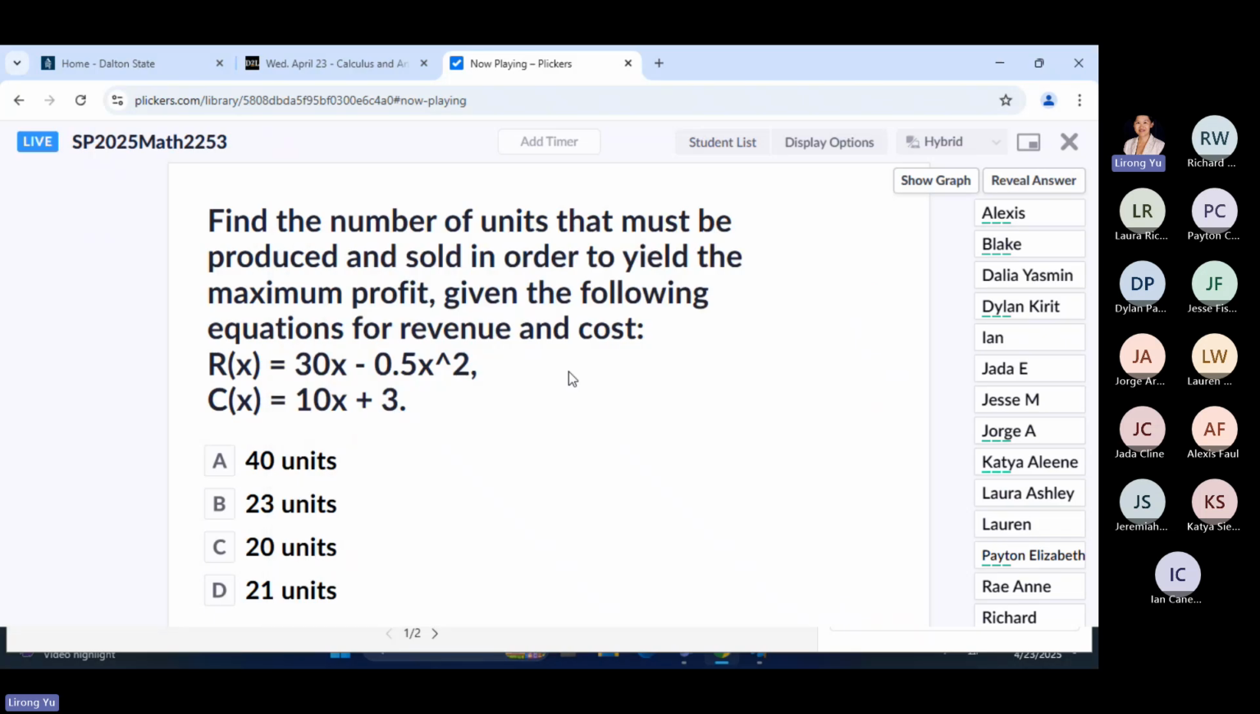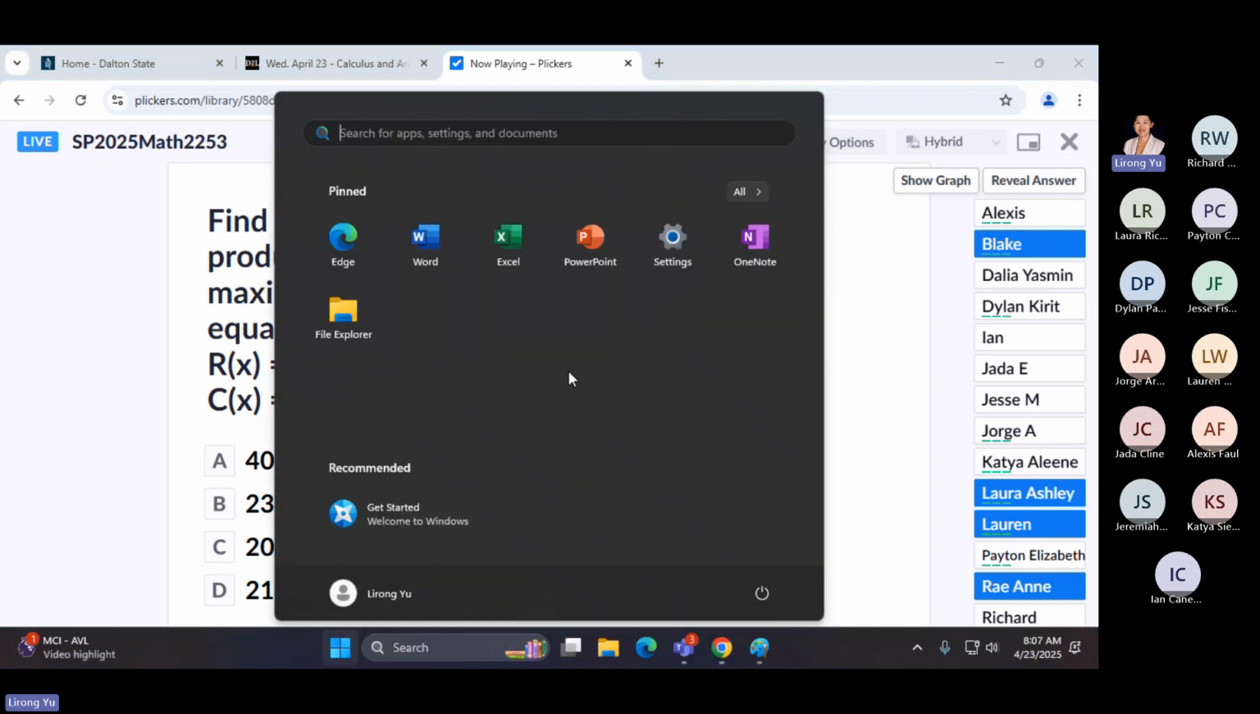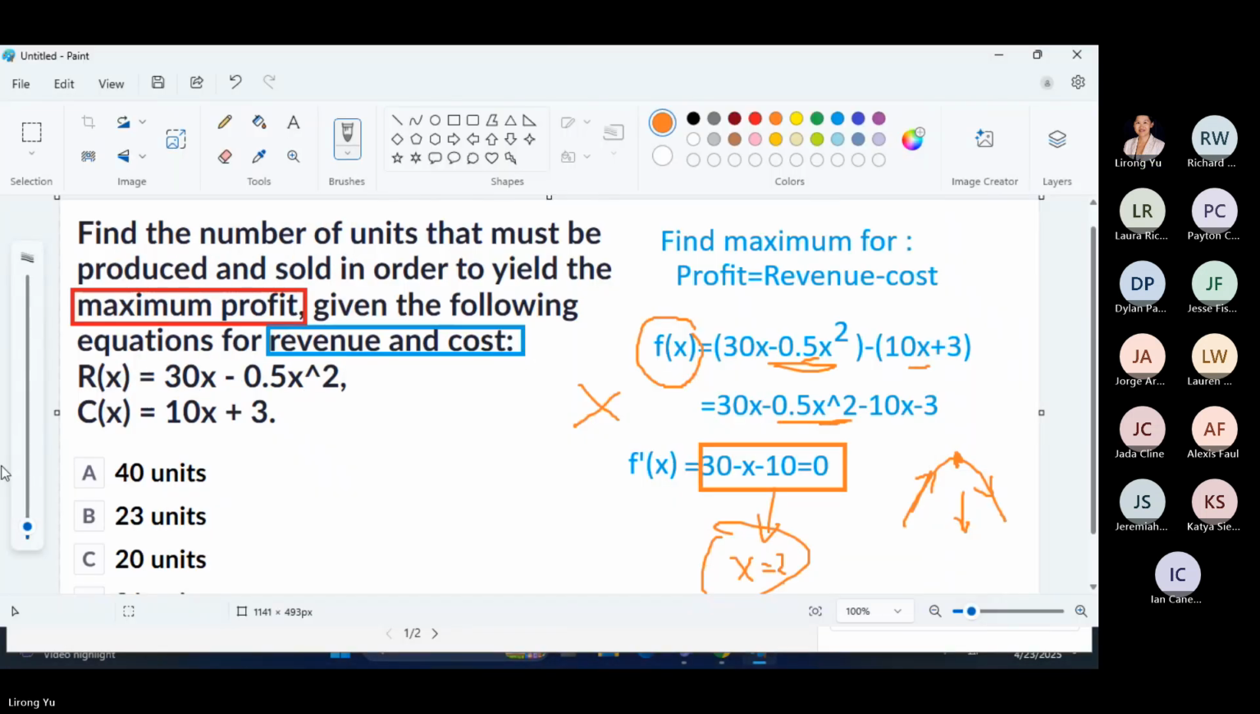Let's finish this question for attendance, and then let me know how's your preparation for the test tomorrow. Okay. Okay. Try to get small.